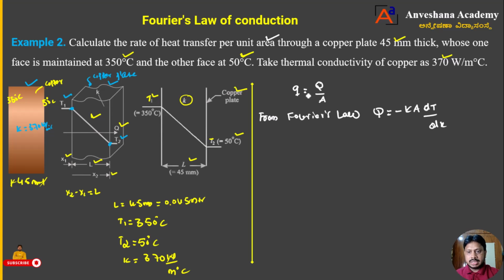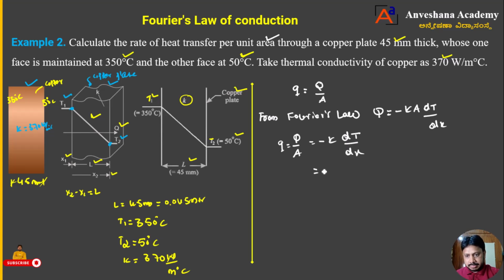I want to calculate the rate of heat transfer per unit area. So for that purpose, I will rearrange this equation. Q by A, so that A I will take to the left side. Therefore Q by A, that is small q, is equal to minus K into dT by dx, dear students.